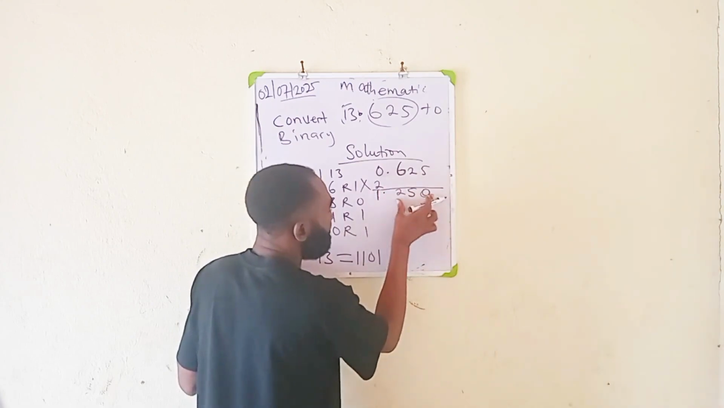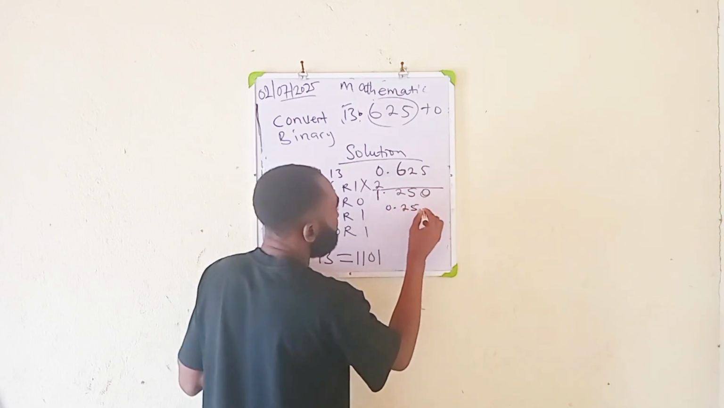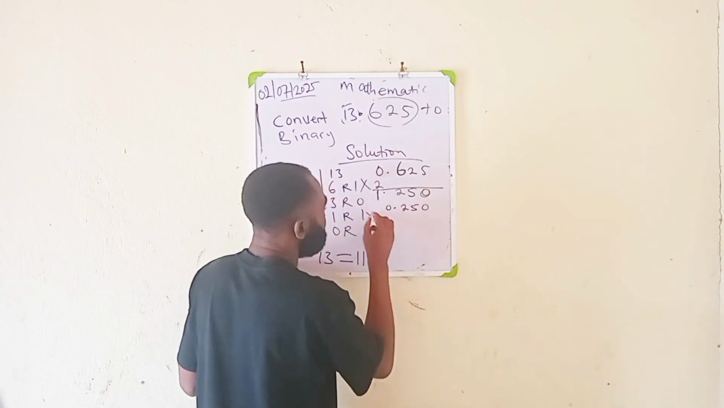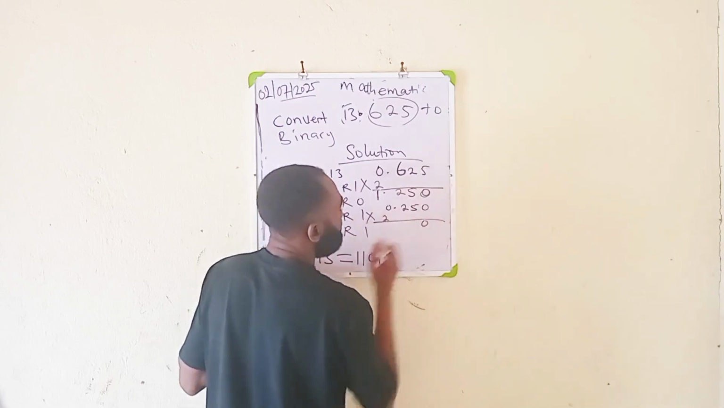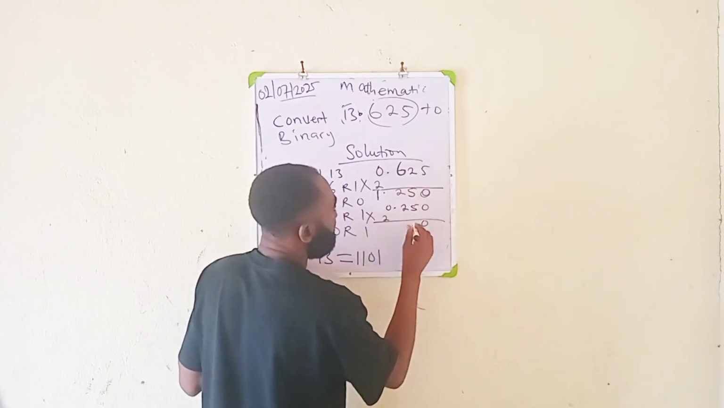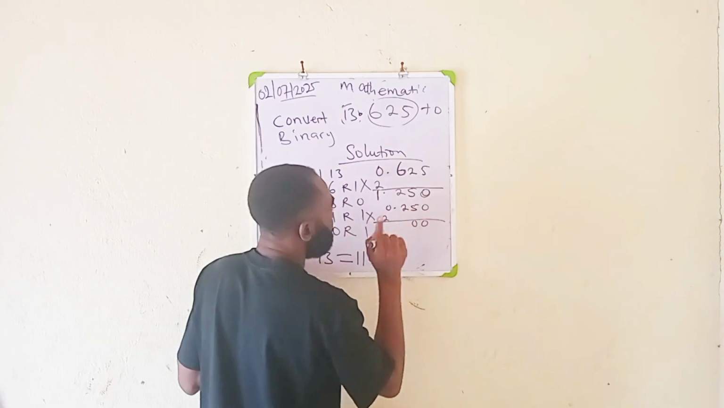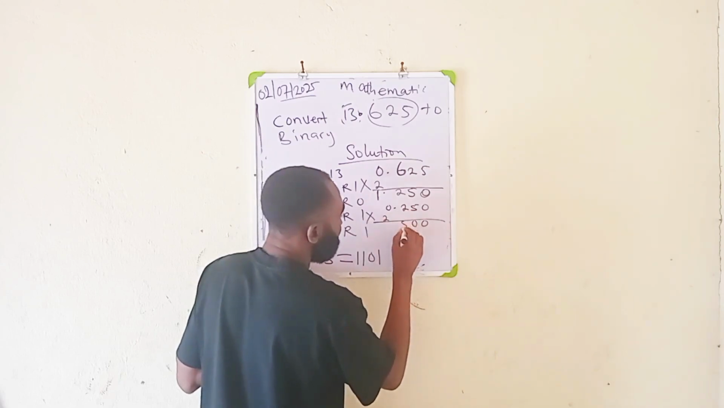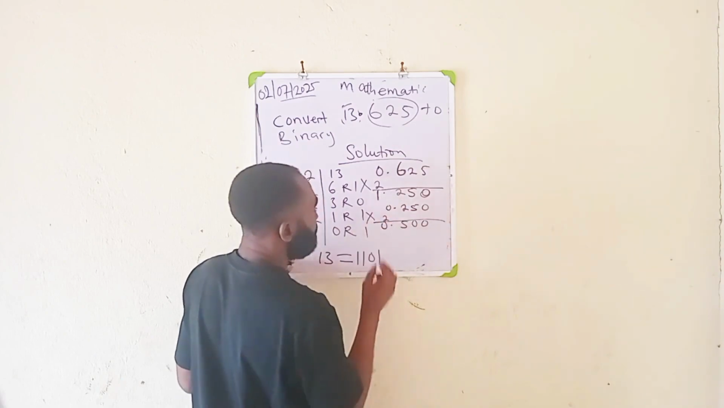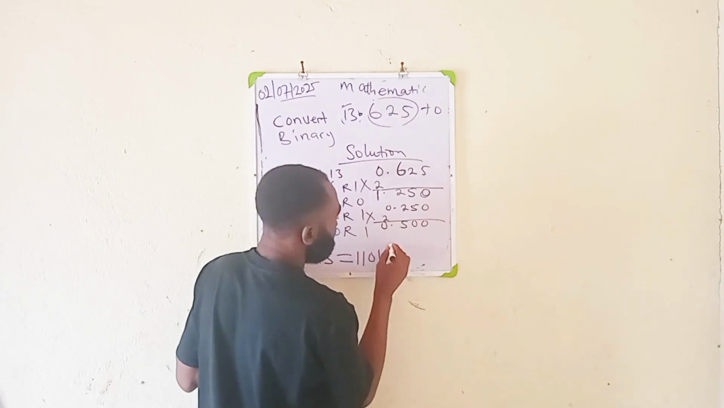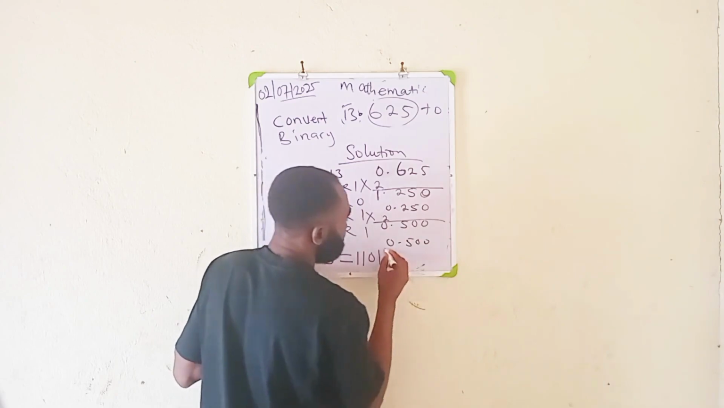So carrying the fractional part down, you have 0.250, multiplied by 2. 2 times 0 is 0. 2 times 5 is 10. You write 0, you carry 1. 2 times 2 is 4, plus that 1, making it 5. 2 times 0 is 0. So you keep this, and you carry 0.500 down.